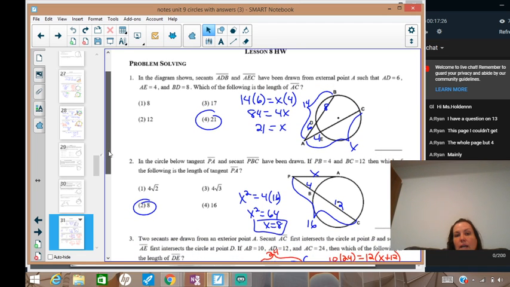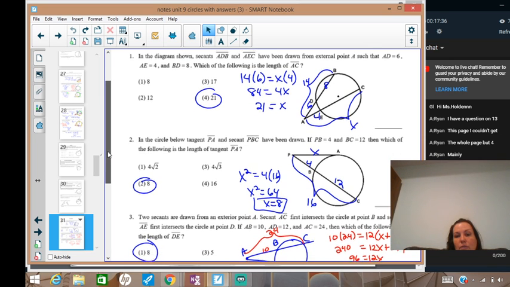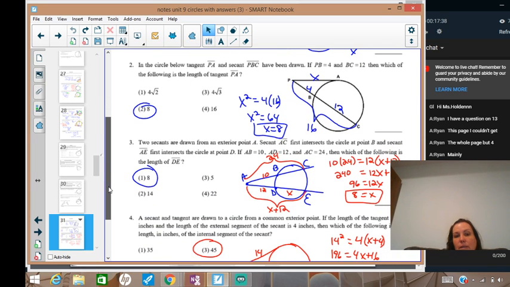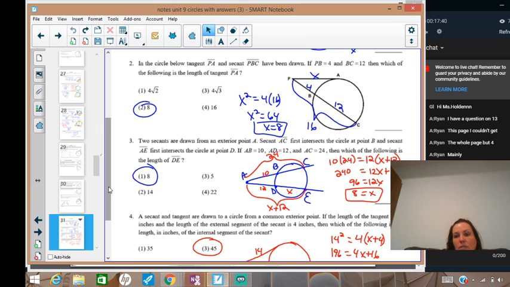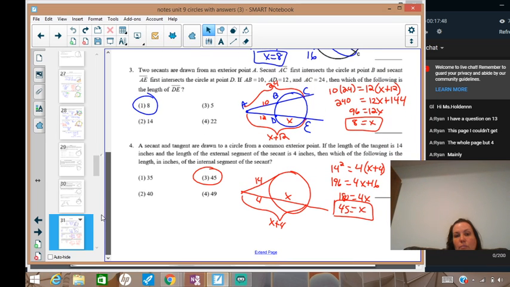Same thing is going on. Even if I have a tangent, the whole thing is x, and the external part, the part sticking out, is also x. So that was basically what lesson 8 was about. Number 3 is the same idea. The whole times the external equals the whole times the external. And again, I did make a video of these answers with more of an explanation.